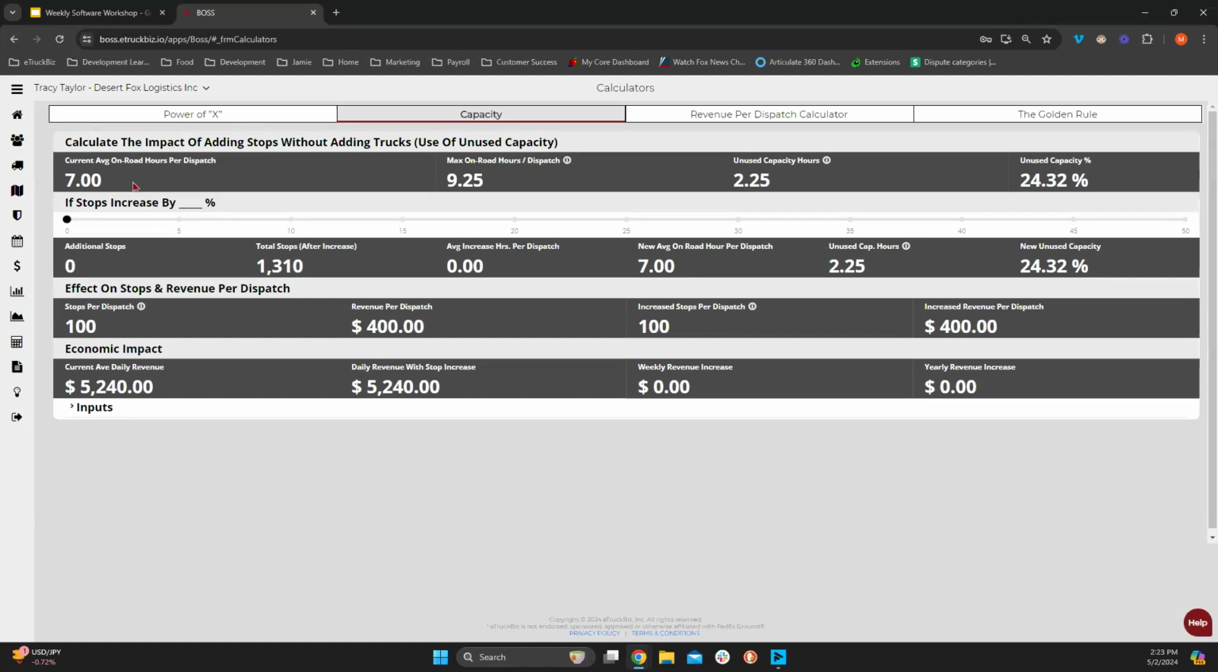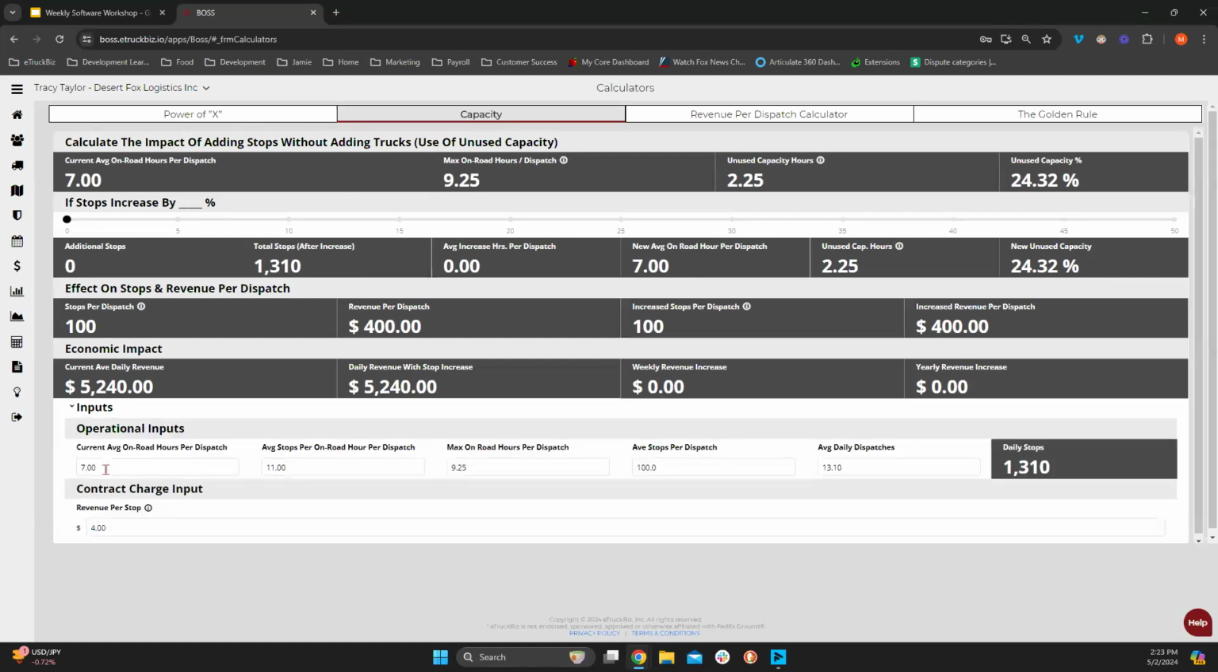So it's going to bring in some information, okay? But again, you have your inputs. So you have your current average on-road hours per dispatch. It's got your average stops per on-road hour, max on-road hours per dispatch, and all of this information, and it's pulling in your daily stops.